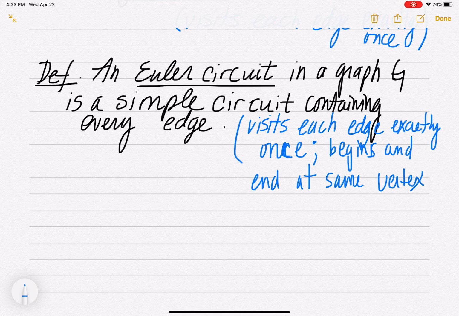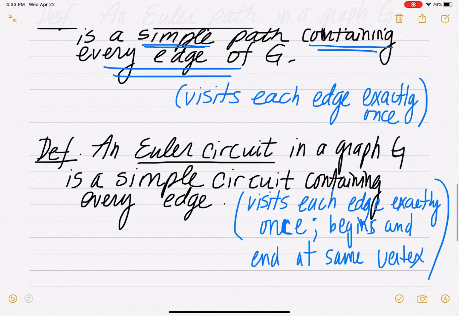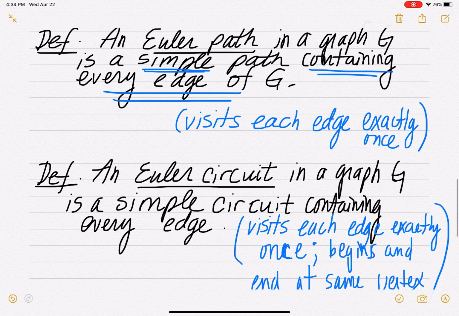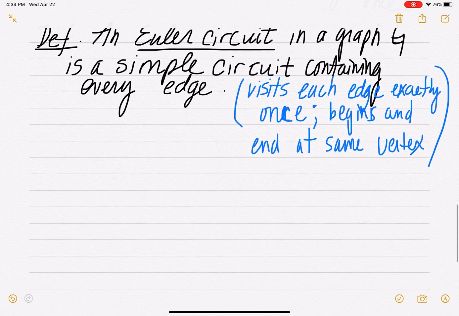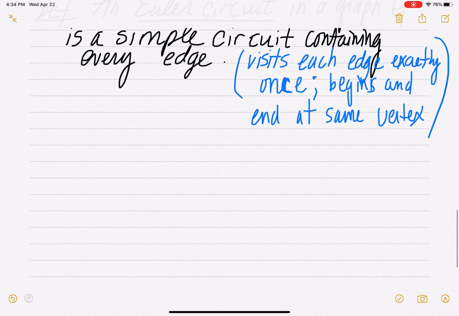So I guess the question is, what exactly is the difference between an Euler circuit and an Euler trail, or Euler path? Sometimes they call an Euler path an Euler trail. An Euler path, or an Euler trail, is a path that visits every edge exactly once. An Euler circuit does the same thing, but you have to begin and end at the same place. So the circuit means it begins and ends at the same place.